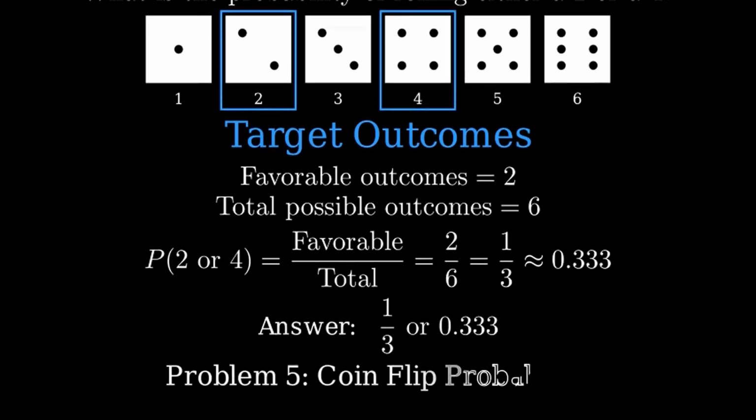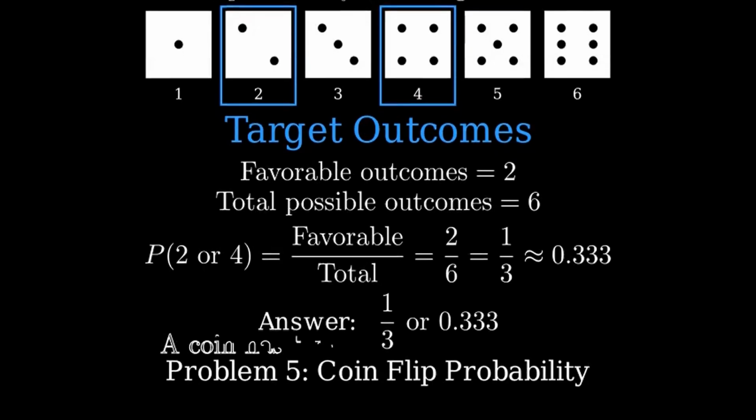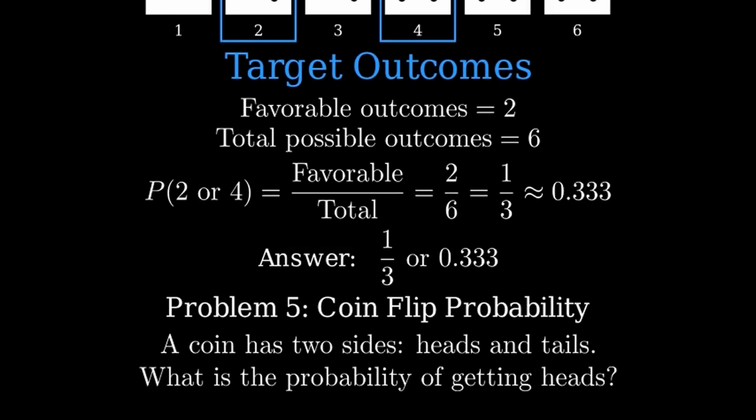Let's look at our fifth problem about coin flips. A coin has 2 sides, heads and tails. What is the probability of getting heads when flipping the coin? This is one of the most fundamental probability examples. Let's visualize a coin toss.